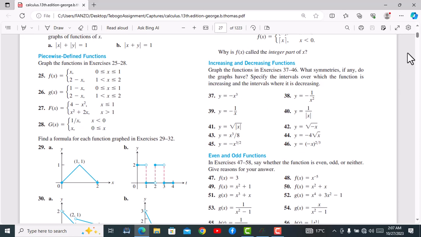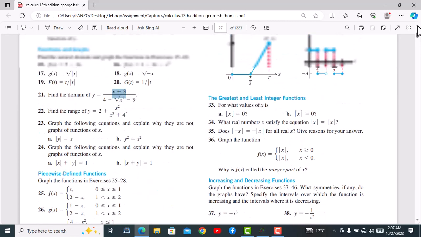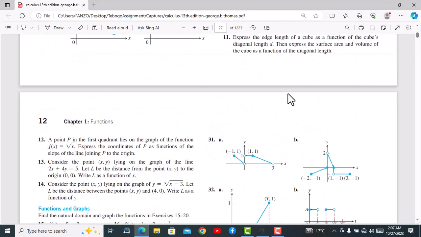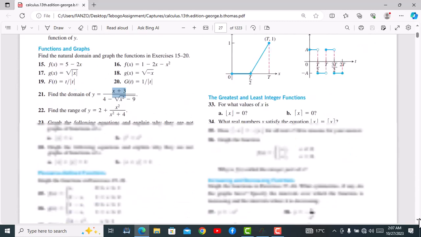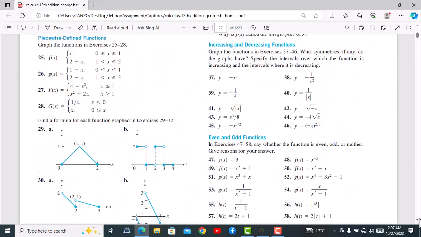And then we come this side. Let me just show you something. We will deal with these ones at a later stage. And then we come to these ones, increasing and decreasing functions. Graph the functions in exercise 37 to 46. What symmetries, if any, do the graphs have? Specify the intervals over which the function is increasing and the interval where it is decreasing.